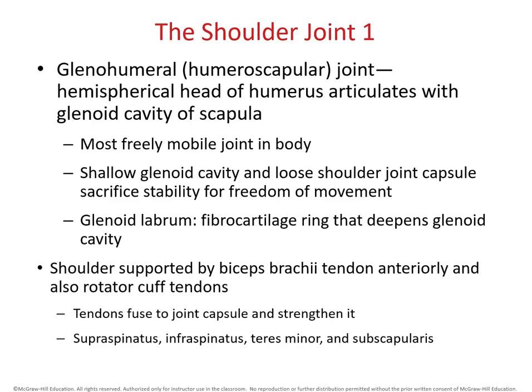The glenoid cavity, the socket part of the ball and socket joint, makes a loose shoulder joint capsule. Because it's so movable, it also has a little less stability than a lot of your other joints. The shoulder is supported by a tendon that connects the scapula to the biceps brachii. We also call these the rotator cuff tendons. So if somebody has damaged their rotator cuff, what they've done is they damaged the tendons that stabilize the shoulder.